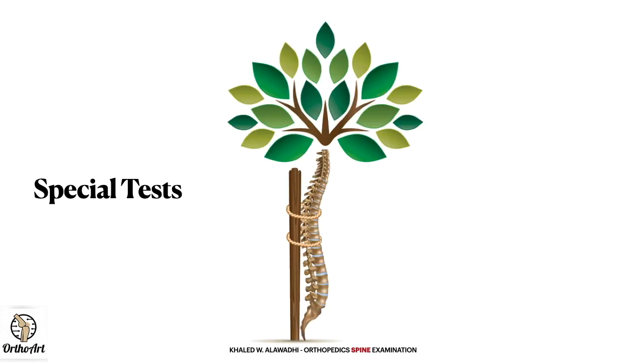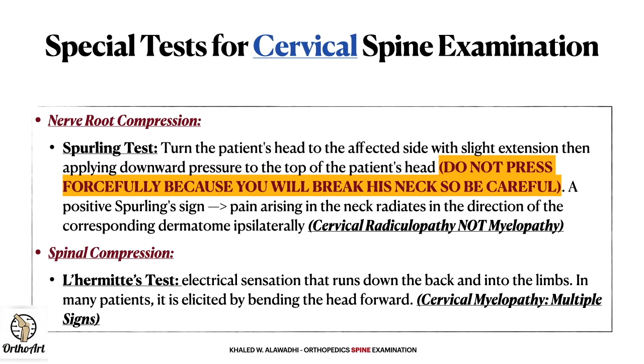So finally, we end the major steps of the examination with a special test. Now for the cervical spine examination, the special test, you always check for nerve root compression and spinal compression. So it's one test for each point to examine. So start with the Spurling test. These steps are very important, and you have to be very careful when you do it, because if you do them wrongly, you'll break someone's neck. And I'm not joking at this point. This is very serious. So you have to be very careful when you do it.